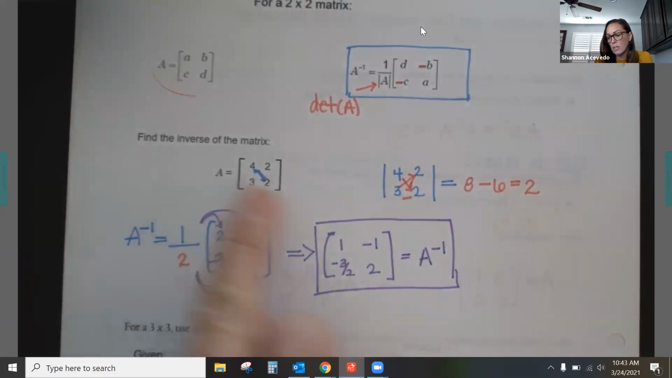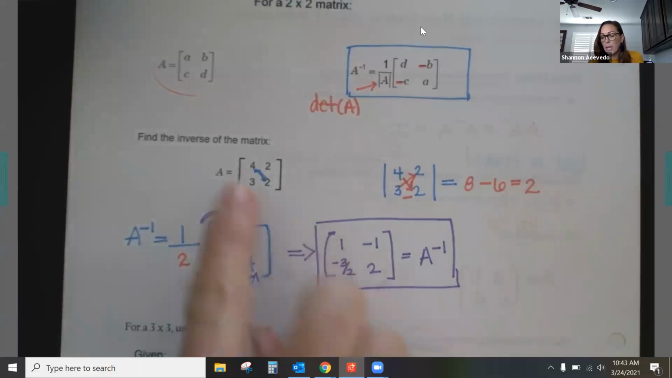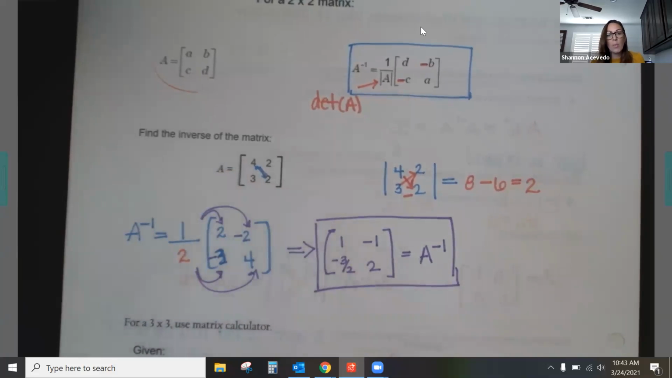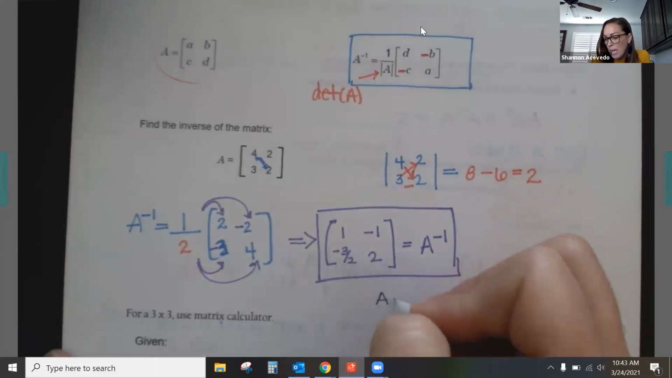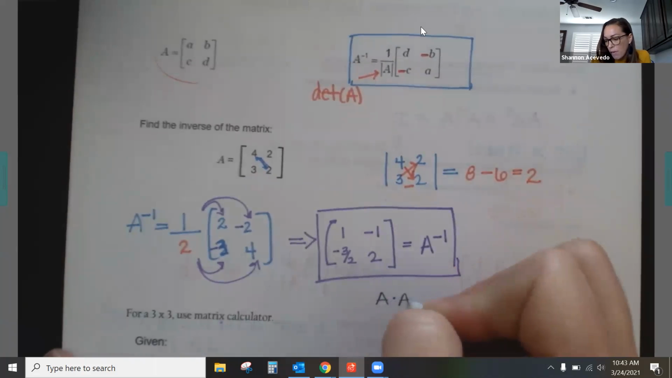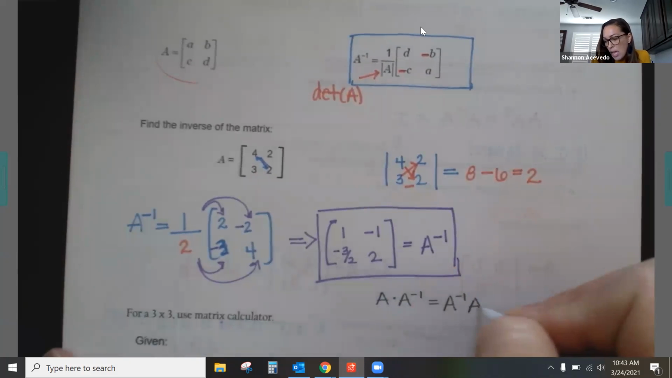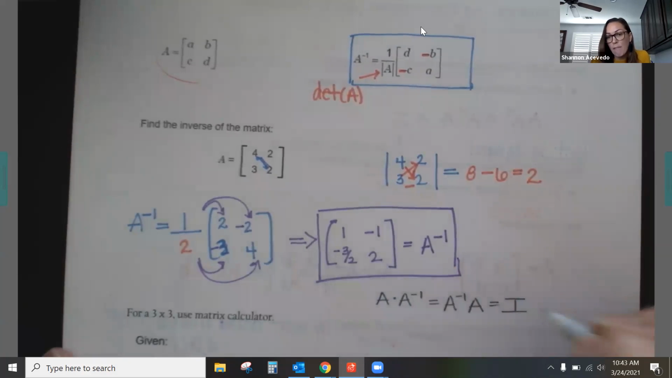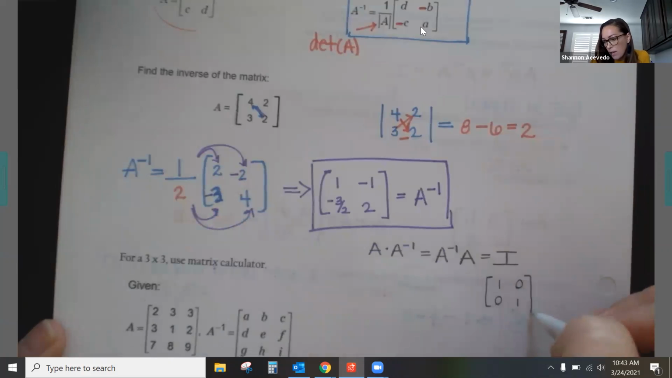These are inverses of each other. What does that mean? It means if I multiply these together, it would equal my identity matrix. And what is that identity matrix? So if I multiply A times my inverse, or my inverse times A, it would equal that identity. And for a 2 by 2, that would be my 1, 0, 0, 1.